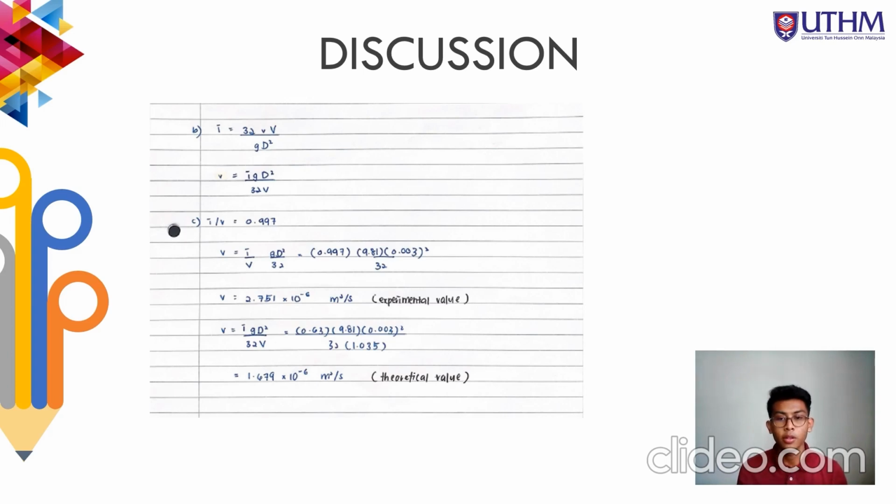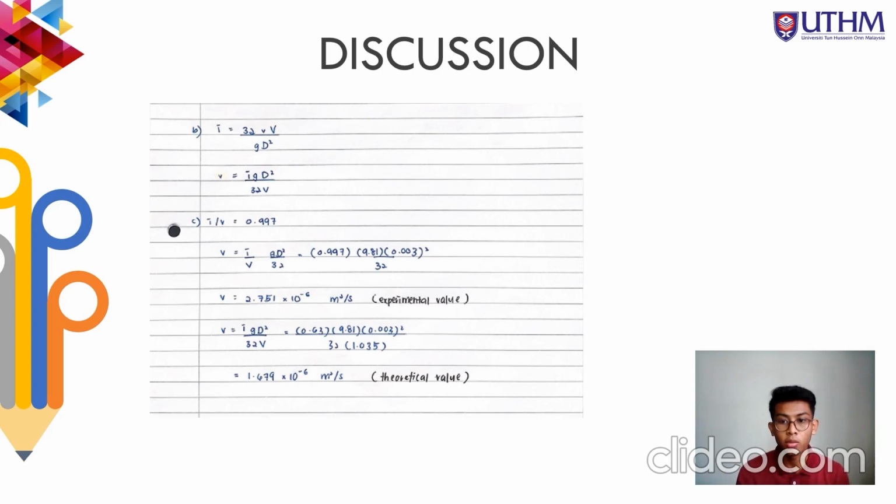For the next discussion in this group report, we insert the slope value I over V to get the value of kinematic viscosity. We substitute the experimental value of I over V, which is 0.97, into the formula, where ν is equal to I over V times g d squared over 32.